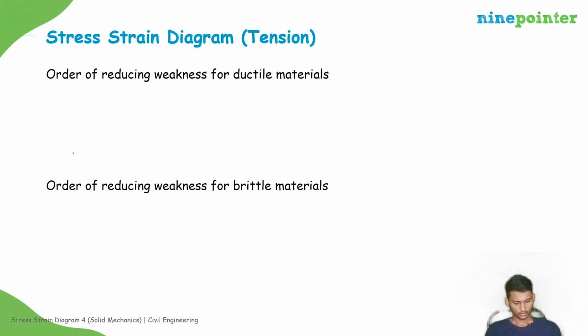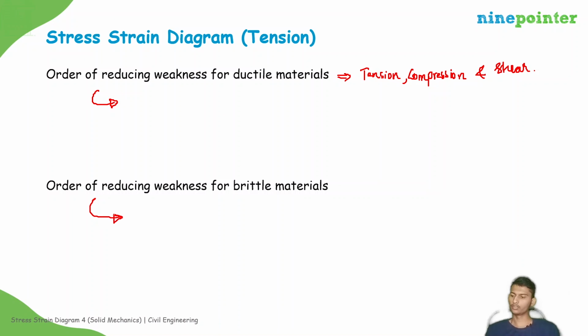Now let us see one thing: the order of reducing weakness for ductile materials for tension, compression, and shear. Okay. So what will be the order? The order of reducing weakness for brittle materials, same for tension, compression, and shear. Okay. So first we will deal with brittle materials.